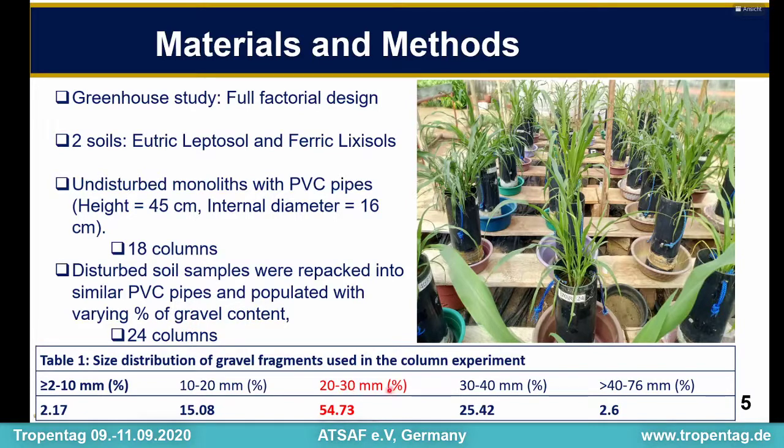The table here represents a summary of the different fragments of gravels that were contained in the different columns that we used for the experiment, with gravel of 20 to 30 millimeters having the largest percentage in each column. These columns were assembled in the screen house, planted to millet, and fertilized at 100 kilogram per hectare N, 40 kilogram per hectare P, and 40 kilogram per hectare K.